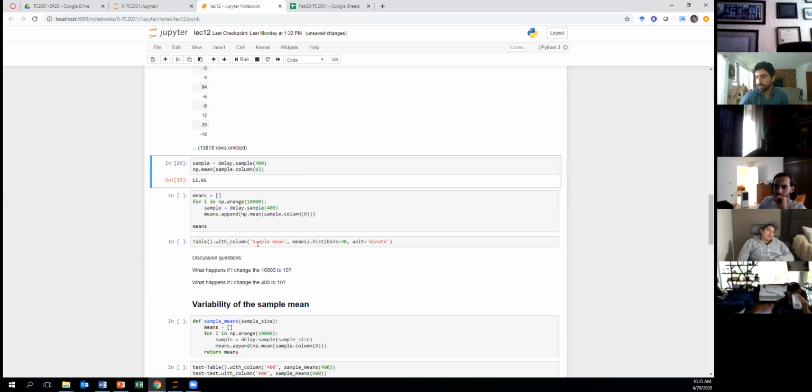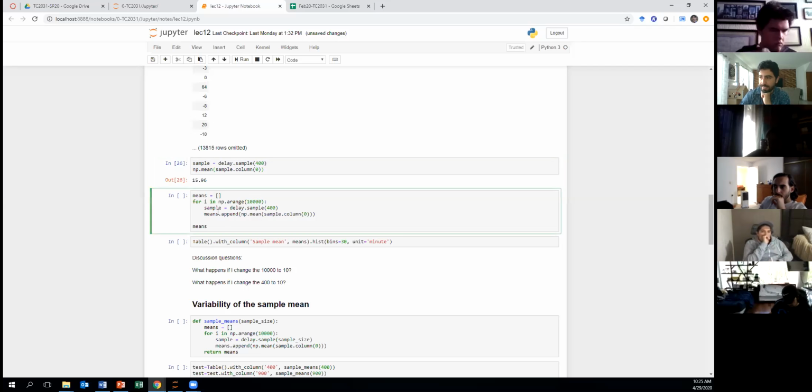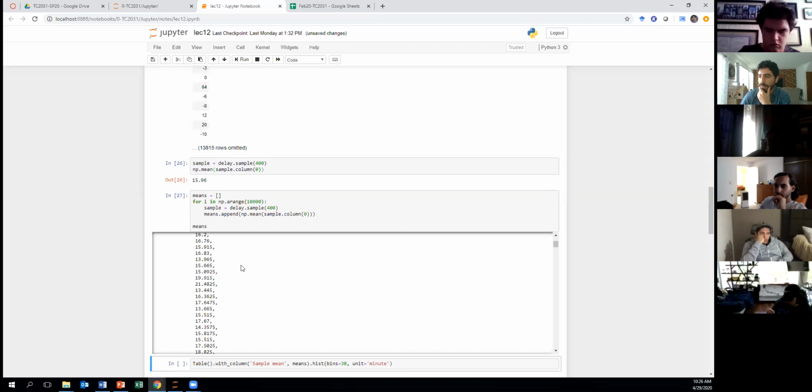So what I'm going to do again, the same thing that I did with that unfair coin, I'm going to do this action 10,000 times. So I'm going to take 400 samples from a population, calculate the average of it, and do that 10,000 times. So I'm going to have 10,000 different means, each one calculated from 400 samples. So I have these 10,000 numbers here.